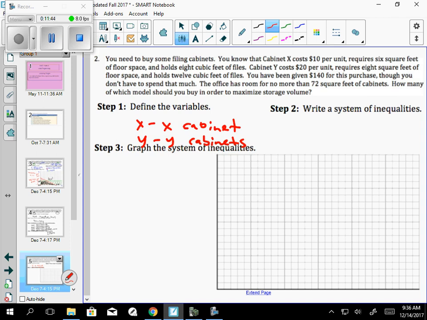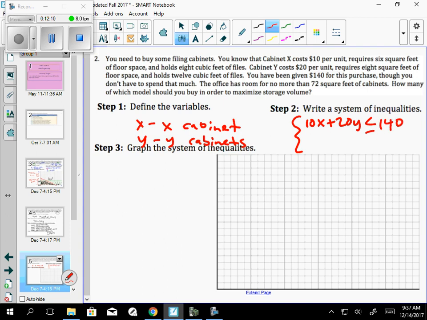One thing they talk about here is money. So I see you got money here, here, and they do have a total. So if we get a total, that means we can write an inequality. So let's write an inequality out for that. You got $10 for X. It costs 20 for Y. We have 140 to spend total, so it has to be less than that 140 total.